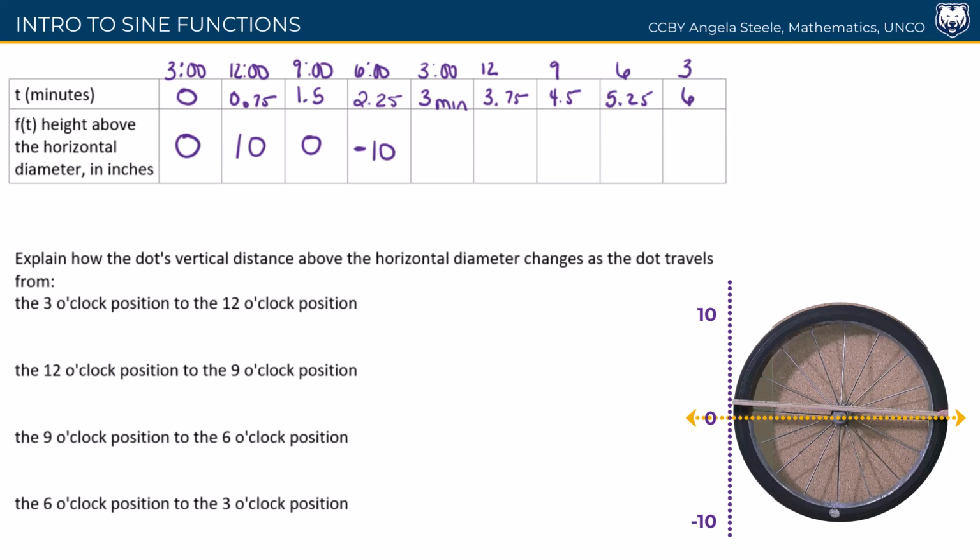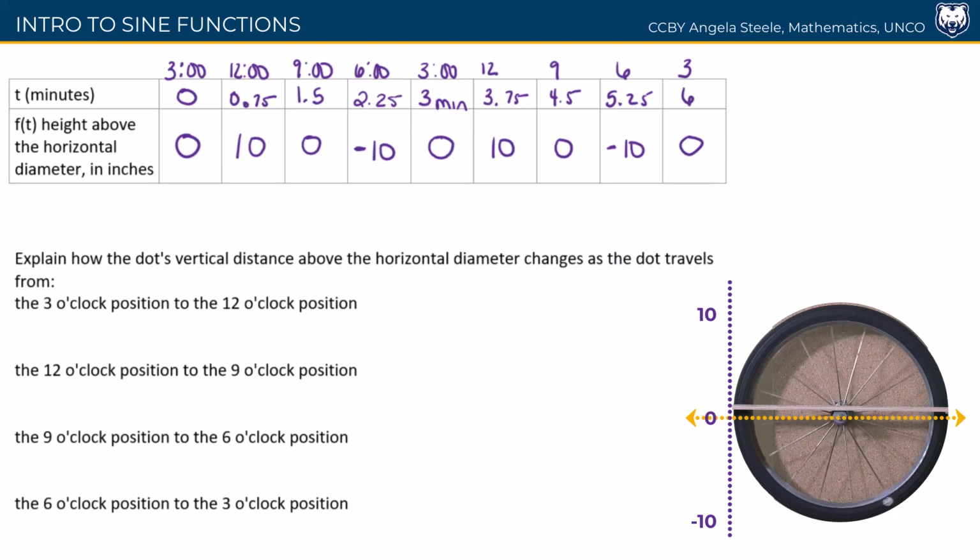And then we keep rotating that tire, and we get back to that 3 o'clock position, and that dot is now right in line with that ruler or the horizontal diameter. So we're back at 0, and then we can keep thinking about rotating that circle. So that means we're 10 units here, we're back to 0, this would be -10 because we're 10 units below, and then when we get back to that 3 o'clock position, or 6 minutes into our tire rotation, we are now at 0 units or 0 inches above the horizontal diameter.